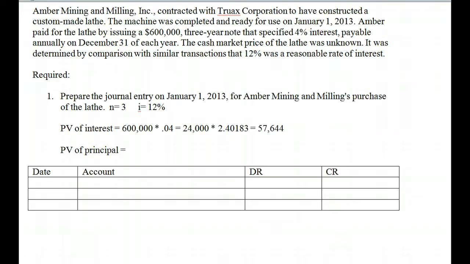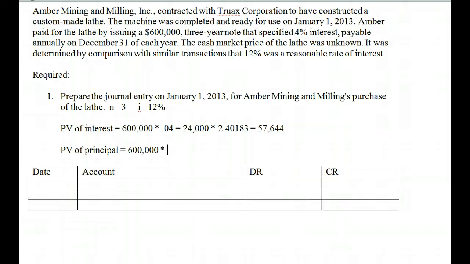Then the second thing we need to do is the present value of the principal. Now the principal is the 600,000. That is the amount we need to use there. And that is a lump sum because we're only paying the principal back at the end of the term. So when it's a lump sum one-time payment, we call that the present value of $1. So we're going to use the present value of $1 table.